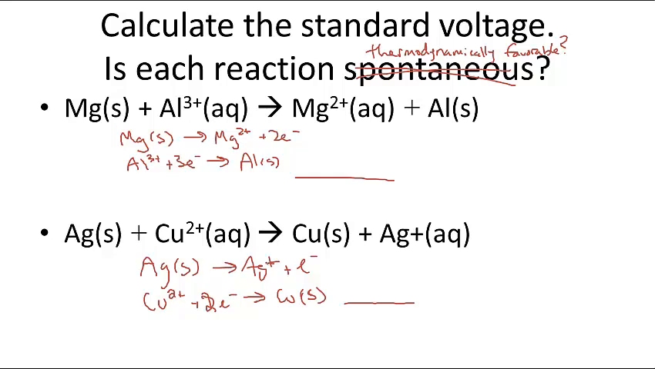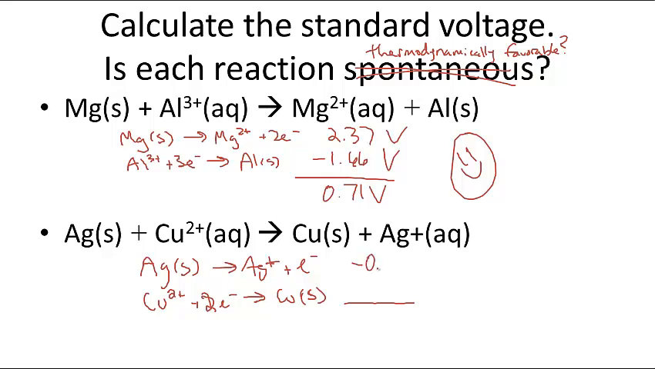Now, let's look. Magnesium, what is the E naught for magnesium? 2.37. Wait, is this being oxidized or reduced? It's being oxidized, so what is the E naught? It's not negative, it's positive. I know you told me positive, but I'm just saying, if you look on the sheet, it's negative, right? So we flipped it, it's positive. This is negative 1.66. So we get math. So is this thermodynamically favorable? Yay, it's positive, thermodynamically favorable.